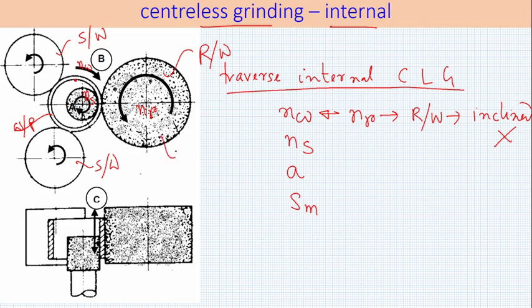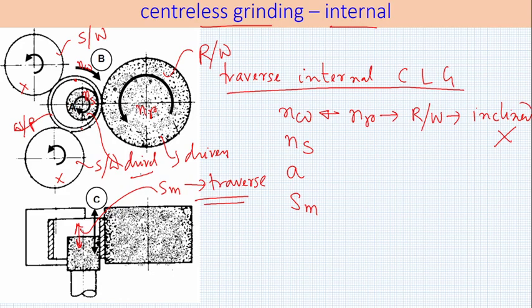This is a driven wheel. This is the grinding wheel. The supporting wheels are not driven. They are simply supporting wheels. They are not driven by a motor. They are frictionally driven by the regulating wheel. And here you have an SM motion or traverse motion. So this can be called traverse internal centerless grinding.